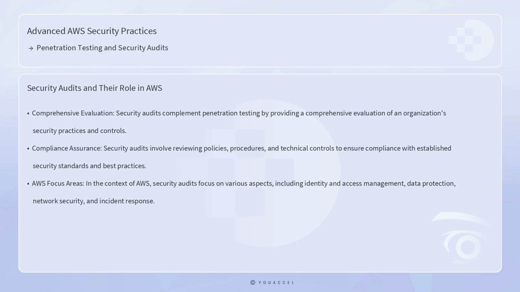Security audits complement penetration testing by providing a comprehensive evaluation of an organization's security practices and controls. Security audits involve reviewing policies, procedures, and technical controls to ensure compliance with established security standards and best practices. In the context of AWS, security audits focus on various aspects, including identity and access management, data protection, network security, and incident response.